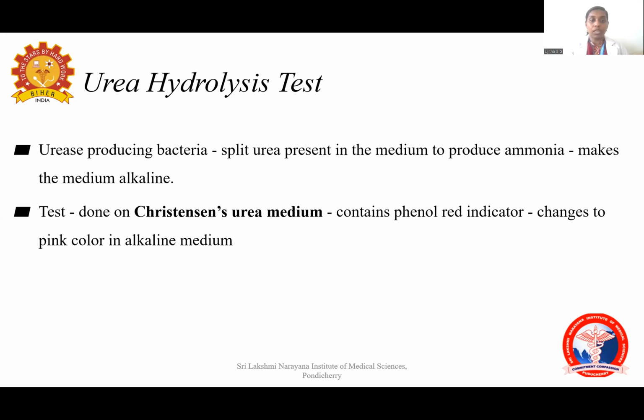So again, ammonia is alkaline. So the color of the indicator will change from the original yellow color to a pink color. The change of color is from yellow to pink. The indicator that we are using is phenol red indicator. Phenol red indicator will change the color into pink in alkaline medium. And the media that we are using is Christensen's urea medium. It contains urea.